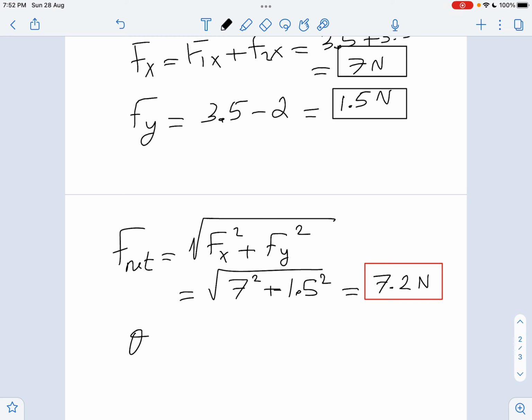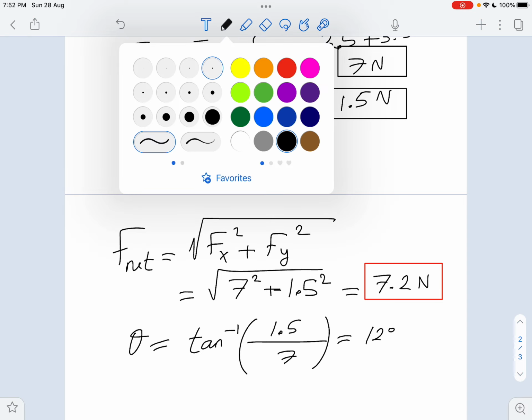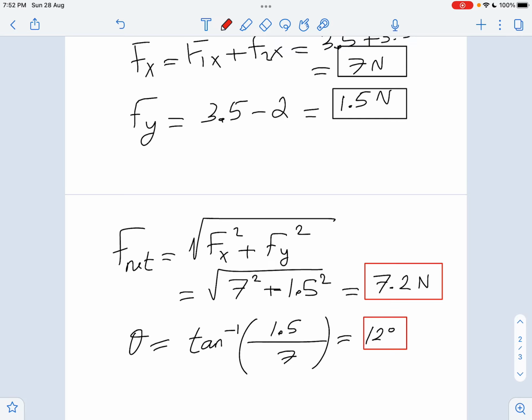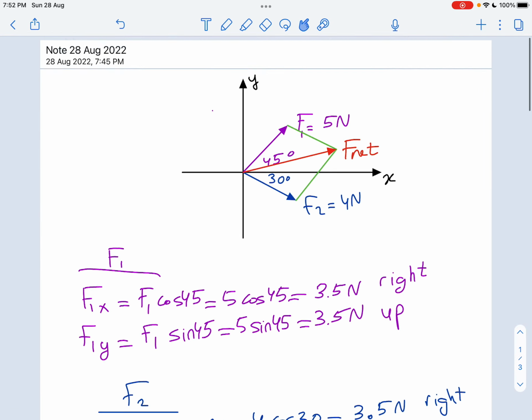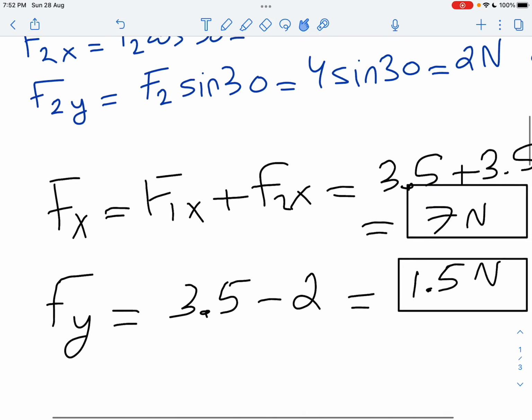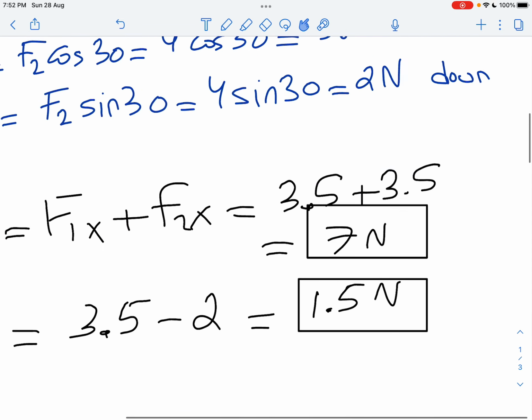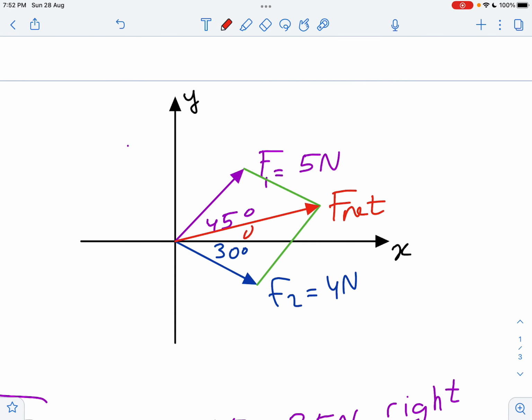And the direction, again, theta is tangent inverse of Fy over Fx, 1.5 over 7. So tangent inverse of 1.5 over 7, and you will get around 12 degrees above the x-axis. And we can see that clearly in the figure. That's Fnet, which is equal to 7.2 newtons, and the angle is 12 degrees. So this angle here is 12 degrees.